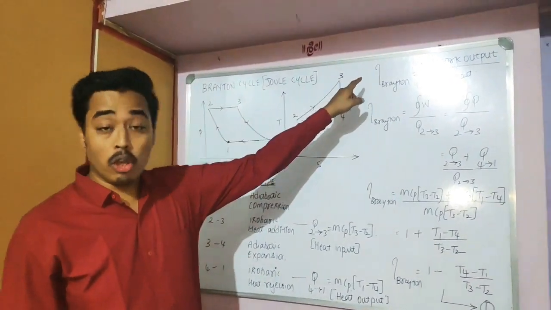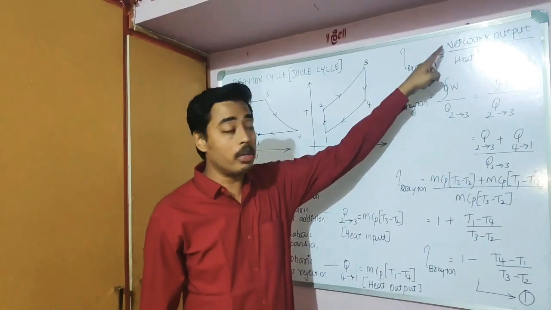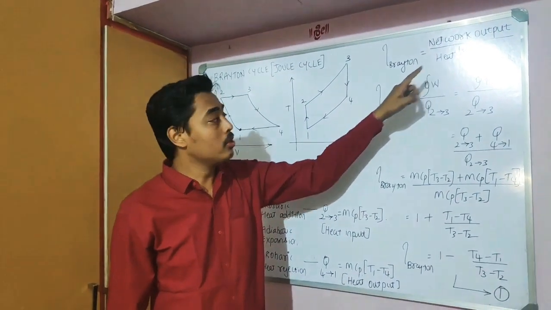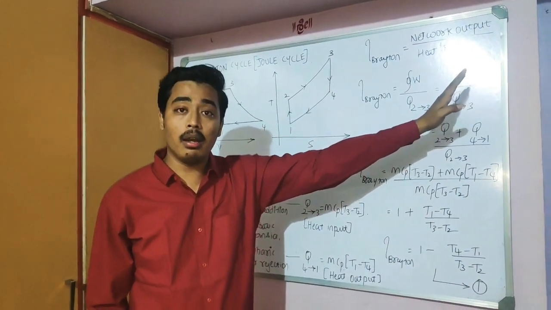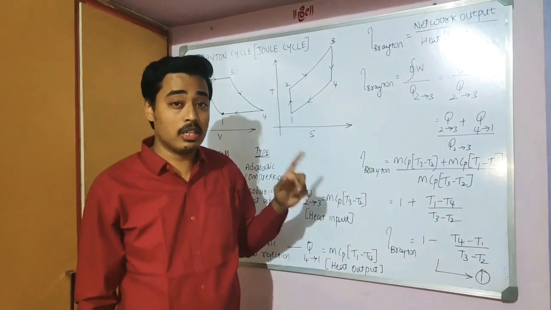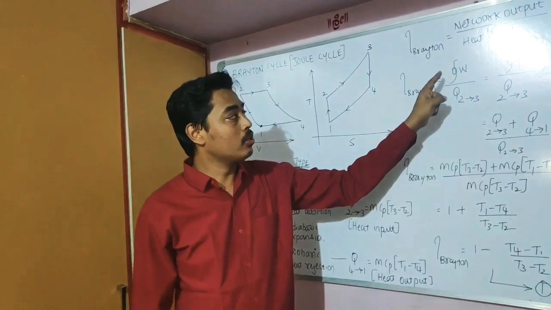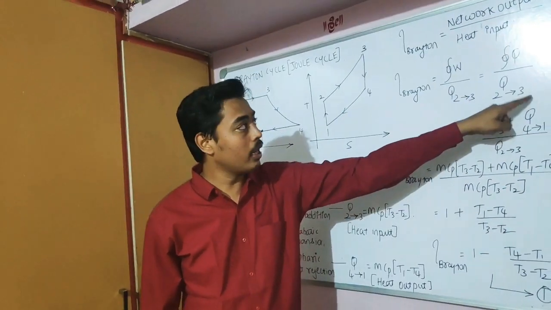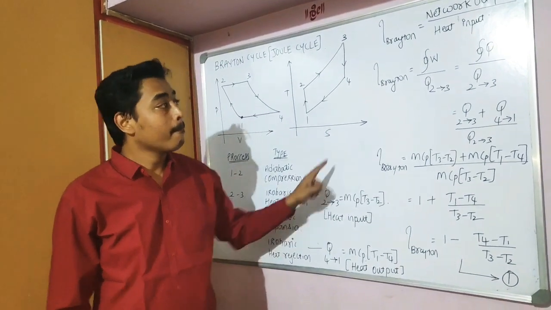Now, as you all know, efficiency of any cycle is given by net work output divided by the heat input. So net work output is equal to the net heat flow of the cycle because of the first law. What does the first law say? The net work flow is equal to net heat flow, right? So net work flow is equal to net heat flow divided by heat input. What is heat input? Heat input is nothing but Q2 to 3.